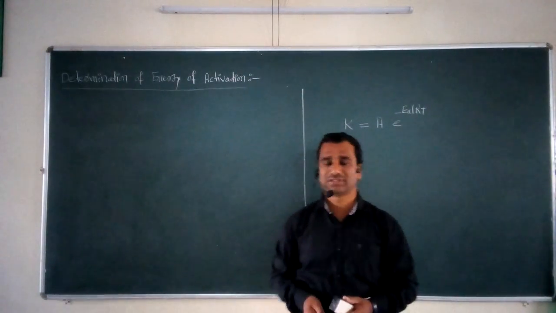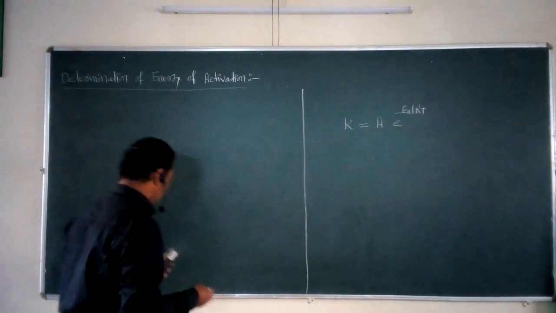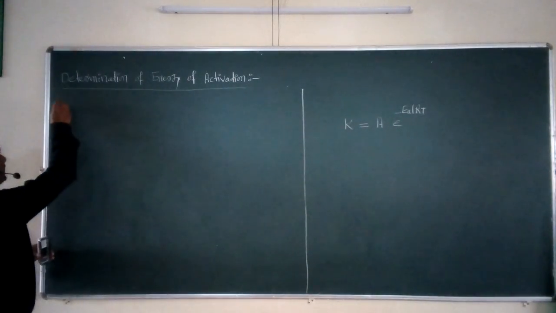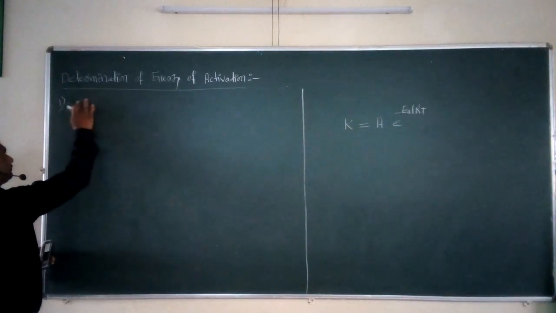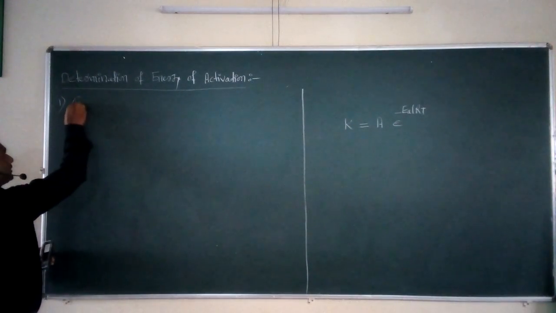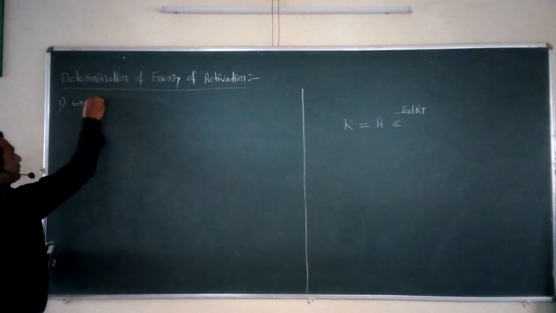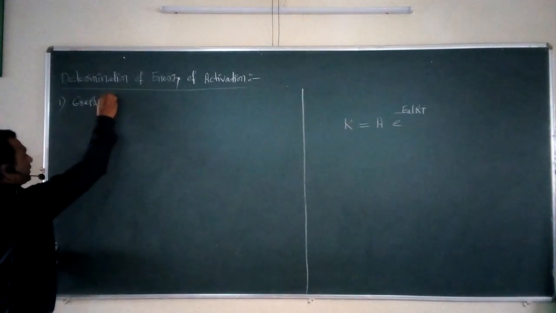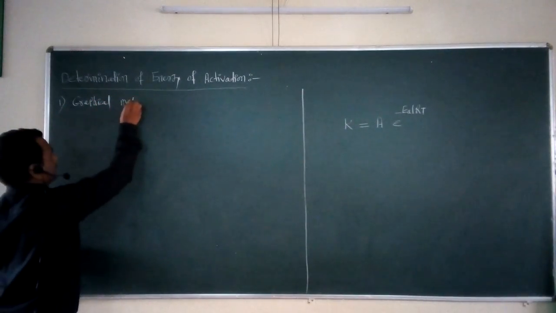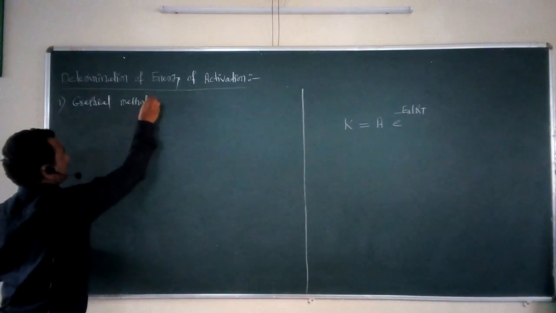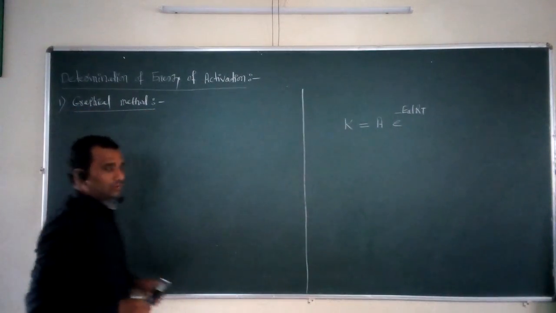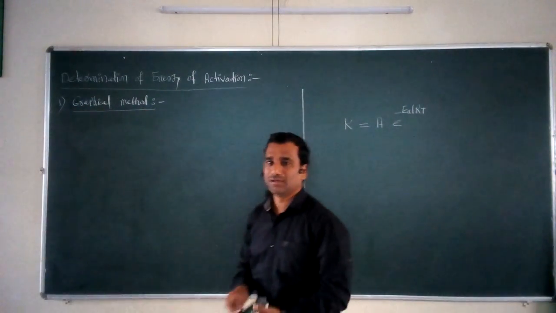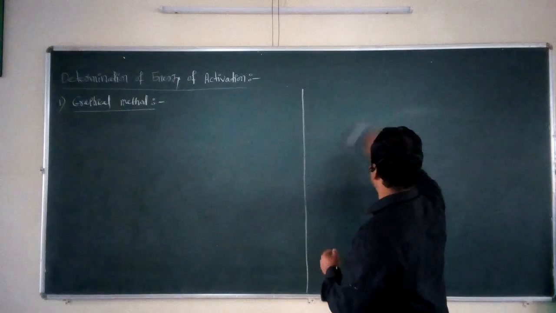First of all, we start with the first important method for the determination of energy of activation. That method is called the graphical method. This is the first important method for determining this energy of activation.